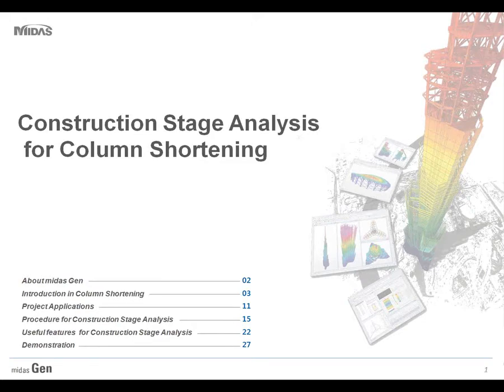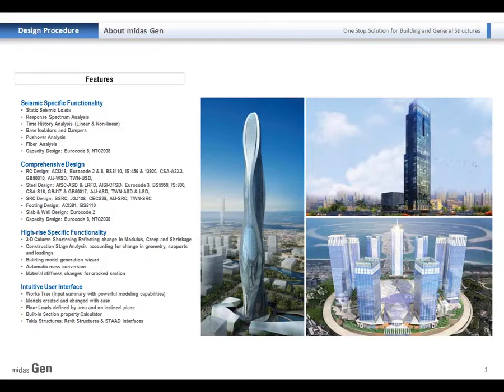In a high-rise building, the axial deformation of columns cannot be ignored, and special consideration is required for construction and design. Today we will cover the construction stage analysis for column shortening. It will help engineers understand the basic concept of construction stage analysis, and we can also see how Midas considers construction stage analysis with creep and shrinkage effects.